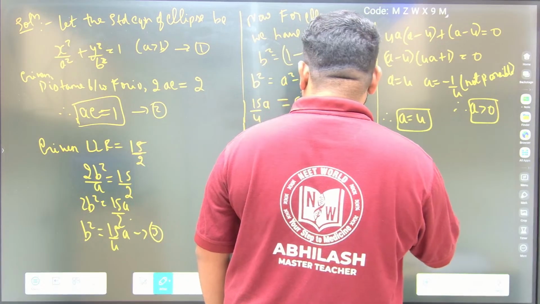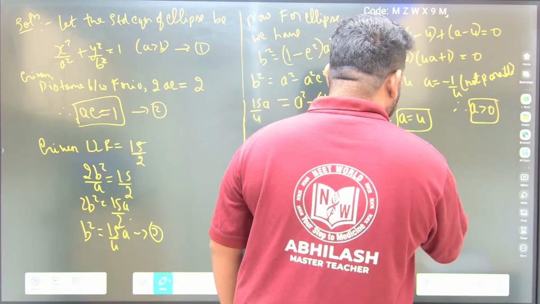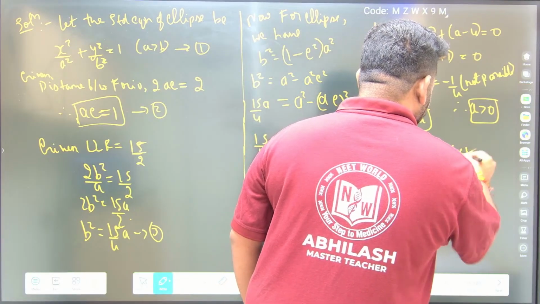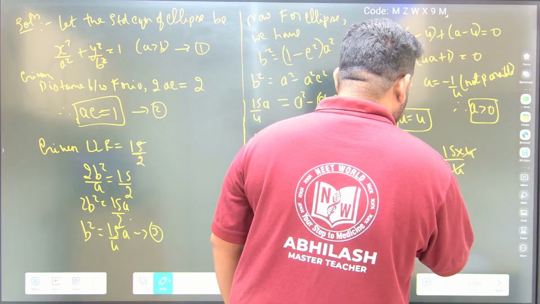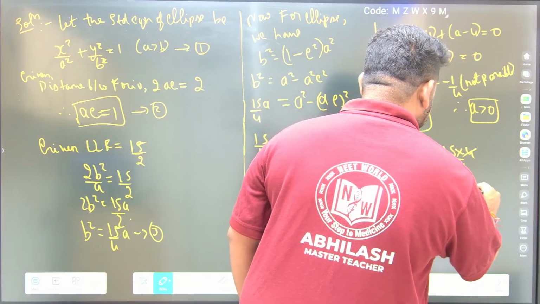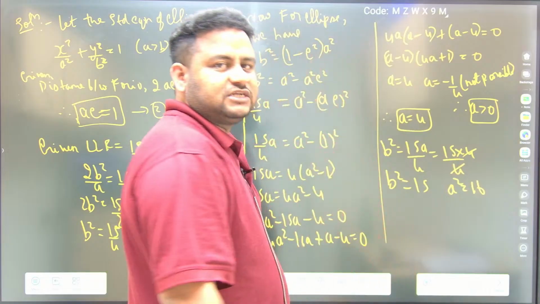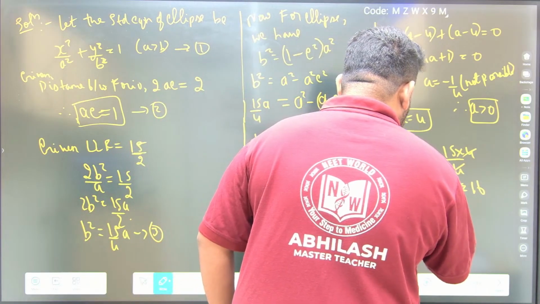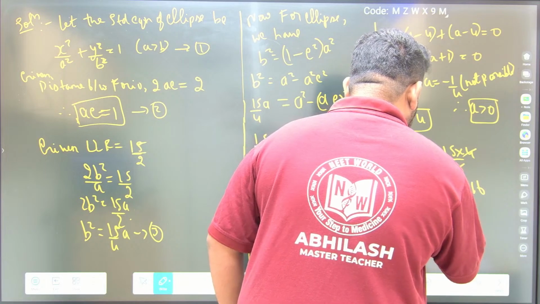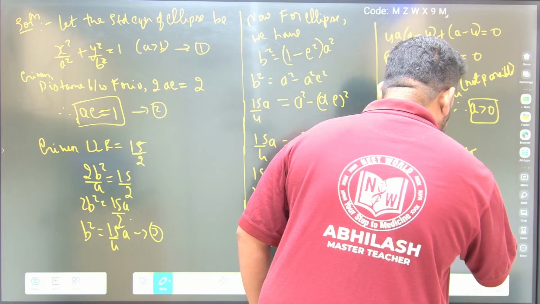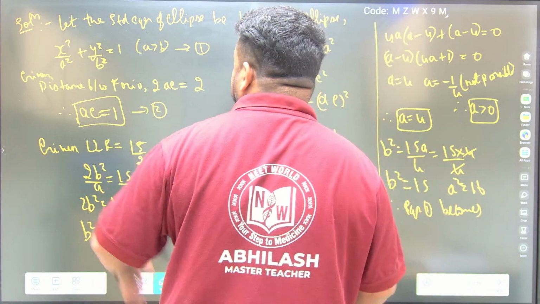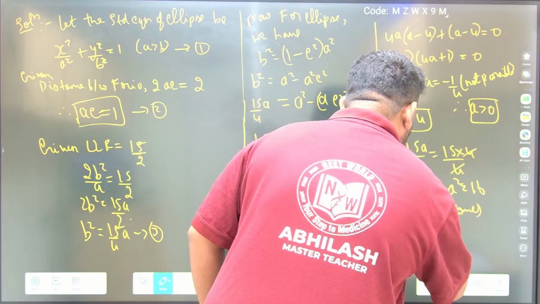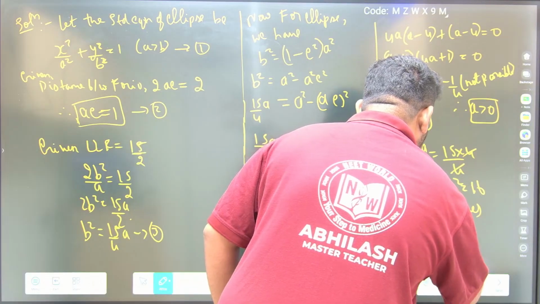Therefore b square is equal to 15 times a by 4. That means 15 into 4 by 4. So 4 cancels, so b square is 15. What about a square? a square is 4 square, which is 16. So the required standard equation of the ellipse, equation 1, becomes x square by a square, which is 16, y square by b square, which is 15, equal to 1.